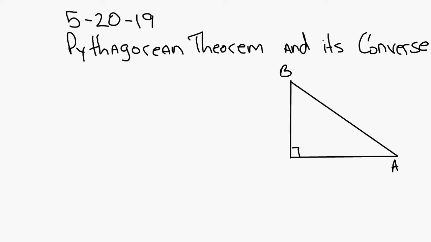The Pythagorean Theorem is a formula that is used to find the missing side of a right triangle. You can only use the Pythagorean Theorem on a right triangle. You have vertices A, B, and C, and we're going to call the sides opposite of each vertex lowercase a, lowercase b, and lowercase c. The side across from the right angle is called the hypotenuse.